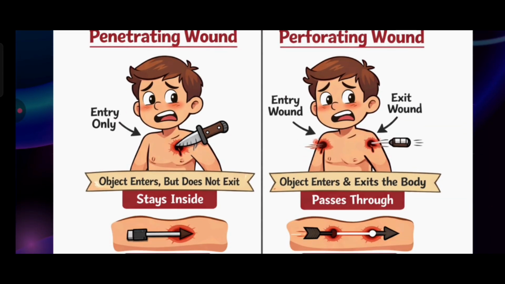You can see the pictures of penetrating wound and perforating wound. Penetrating wound indicates the entry only. The object enters but does not exit, stays inside. Here we are having only penetrating one, but in the next picture you can see the perforating wound. You can clearly see the entry of weapon and exit of weapon, where the entry causes larger wound as compared to the exit of weapon.